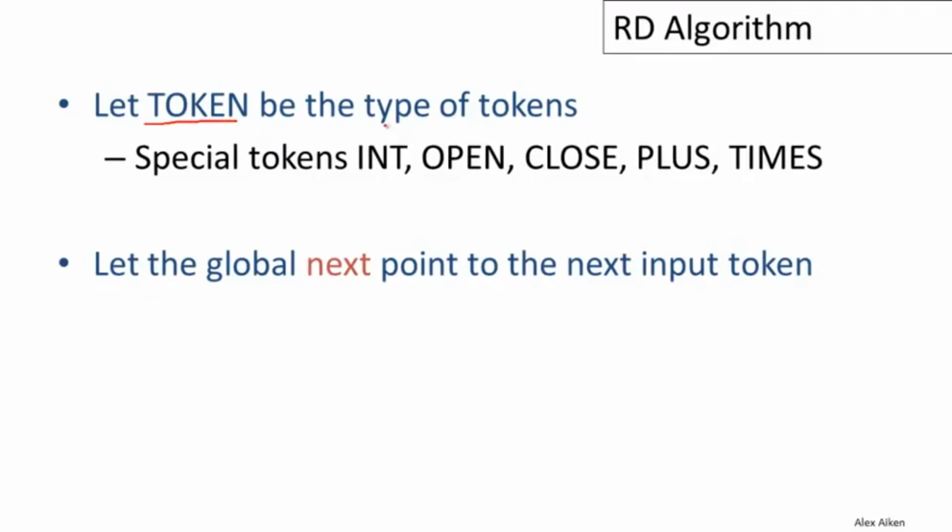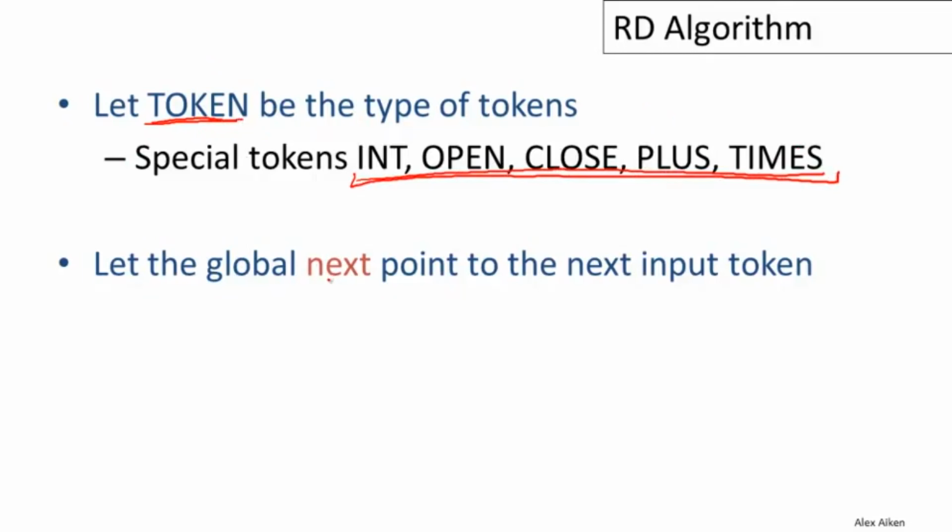Token is going to be a type, and we're going to be writing code, and so token will be a type of all the tokens. And the particular tokens that we'll use in the example are things like int, open paren, close paren, plus, and times. And so token is a type, and these things are instances, values of that type.